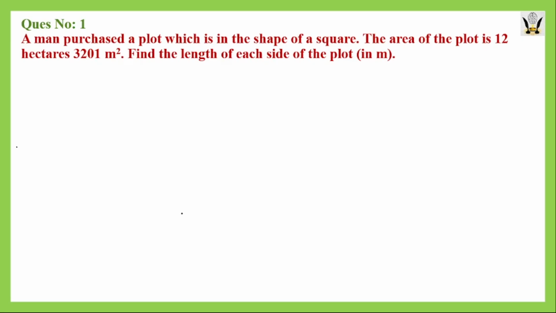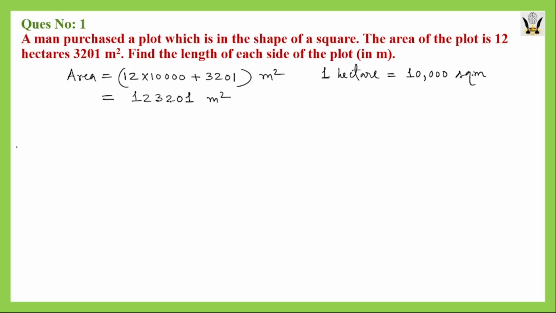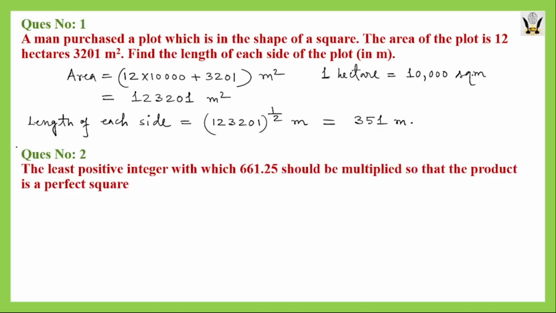So in the beginning we will convert hectares into meters square. We know that 1 hectare is equal to 10,000 meters square. That means the area of the plot will be 123201 square meters. The length of each side of that square plot will be the square root of that, since it is a square plot, so it will be 351 meters.